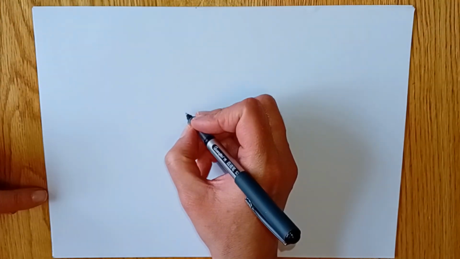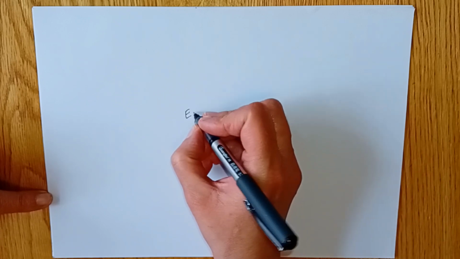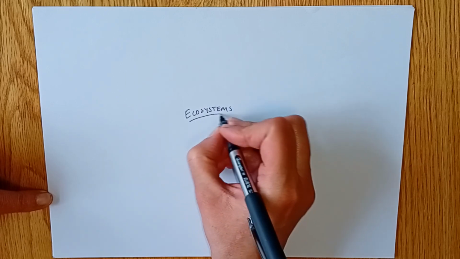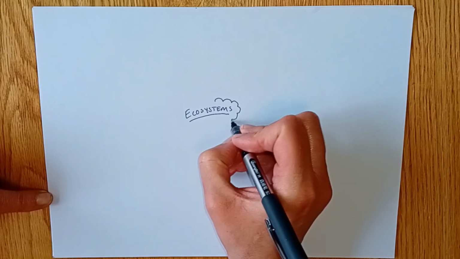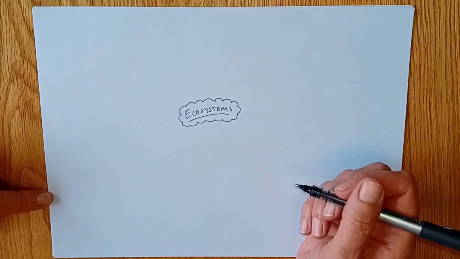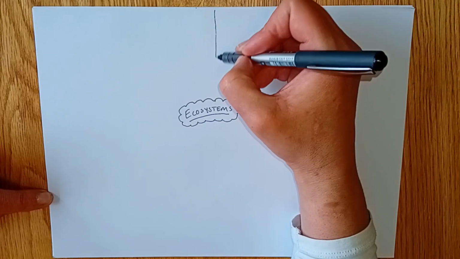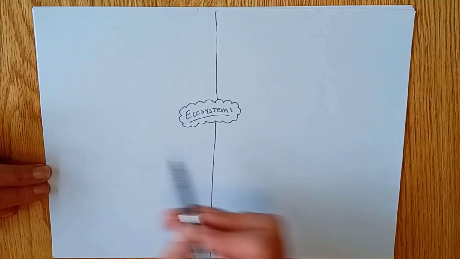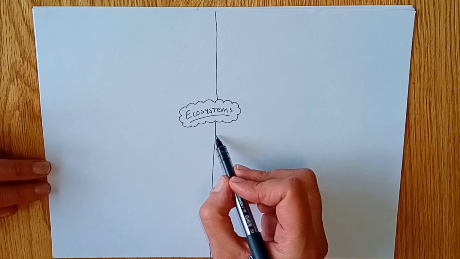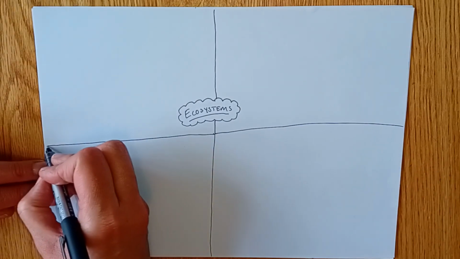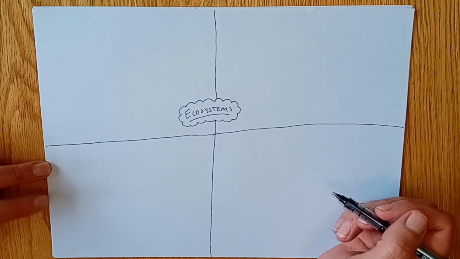Let's get started. As usual, we're going to start with the title in the middle. I'm calling this Ecosystems. But like I said in the intro, it's really lots of little things about populations and factors that affect them. I'm going to divide this straight down the middle, and then each half is going to be divided into quarters. So again, I haven't put my title in the middle. So 4 equal spaces.